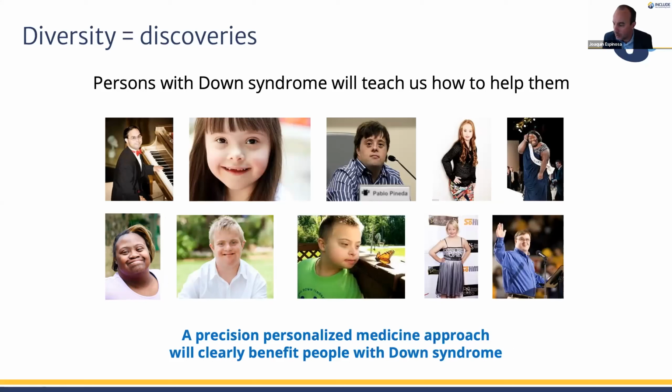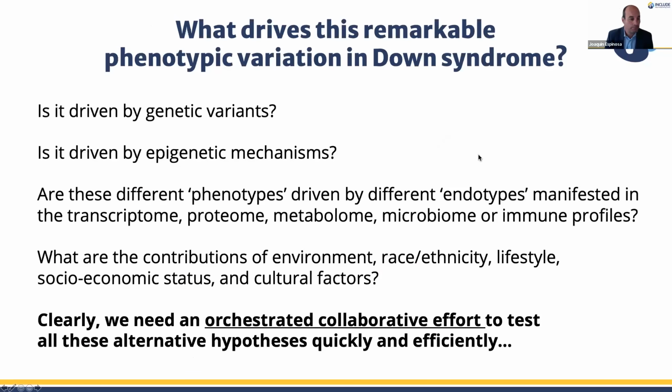People with Down syndrome will teach us how to help them. Some of these individuals here may have multiple of these co-occurring conditions. Some may have none. Why is that? How come there's so much of what we call in science phenotypic variation? So there are many possibilities here.